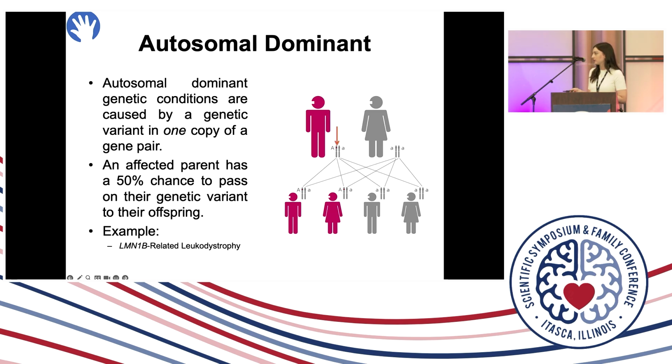An example condition for autosomal dominant in the world of leukodystrophy is LMNB1-related leukodystrophy, which is more commonly known as autosomal dominant leukodystrophy or ADLD. And so in that case, we took a very uncreative approach and just named that form of leukodystrophy after the inheritance pattern that we were seeing on that pedigree.